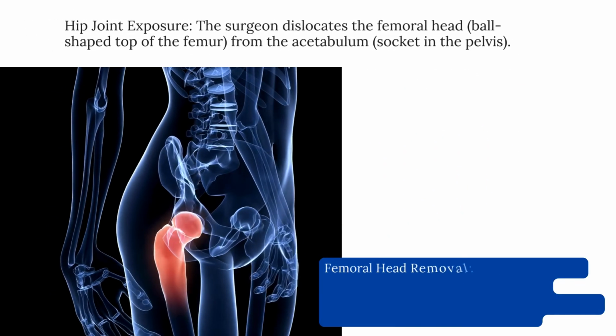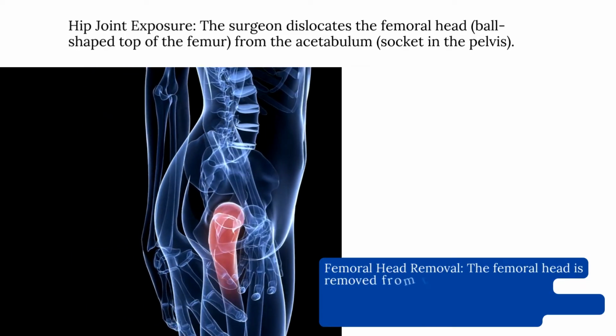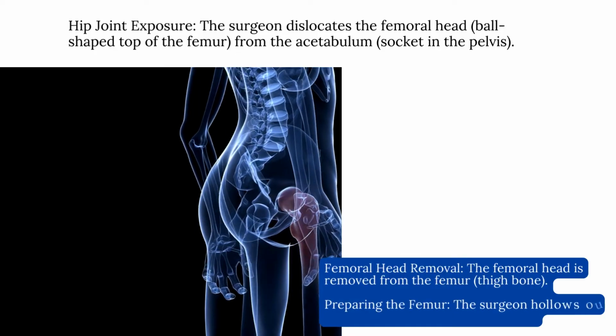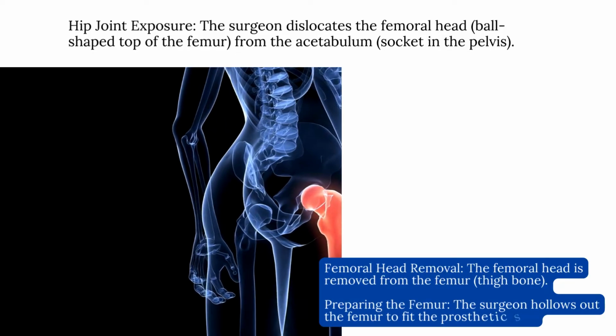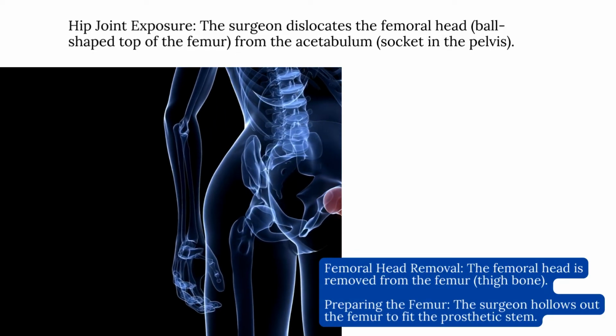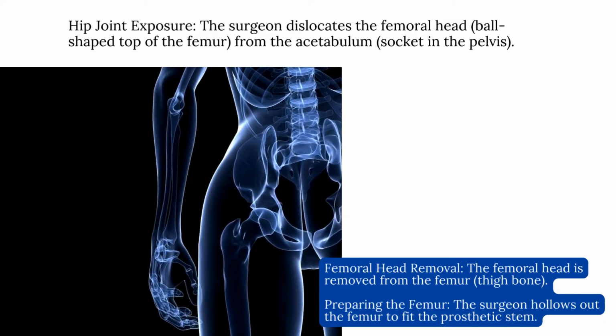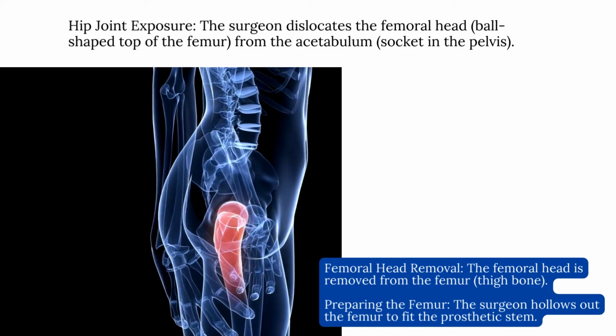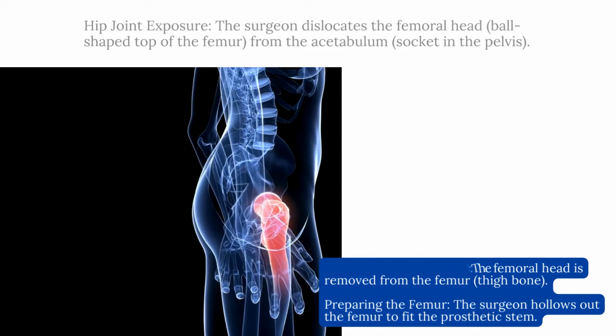Hip joint exposure. The surgeon dislocates the femoral head, the ball-shaped top of the femur, from the acetabulum, the socket in the pelvis. Femoral head removal. The femoral head is removed from the femur, the thigh bone. Preparing the femur, the surgeon hollows out the femur to fit the prosthetic stem.